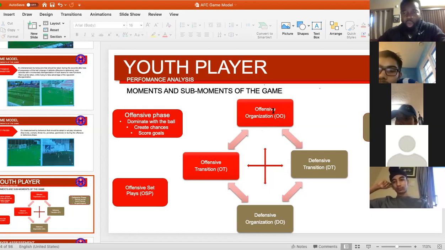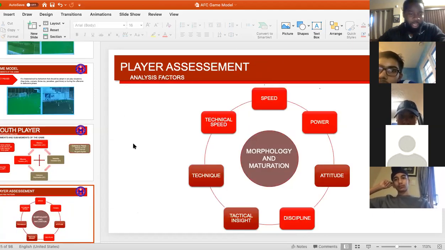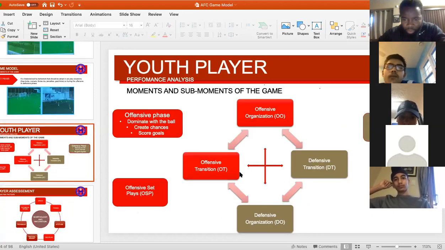The letters: OO means offensive organization, OT means offensive transition, OSP means offensive set plays, DT means defensive transition, and then DO means defensive organization, right?